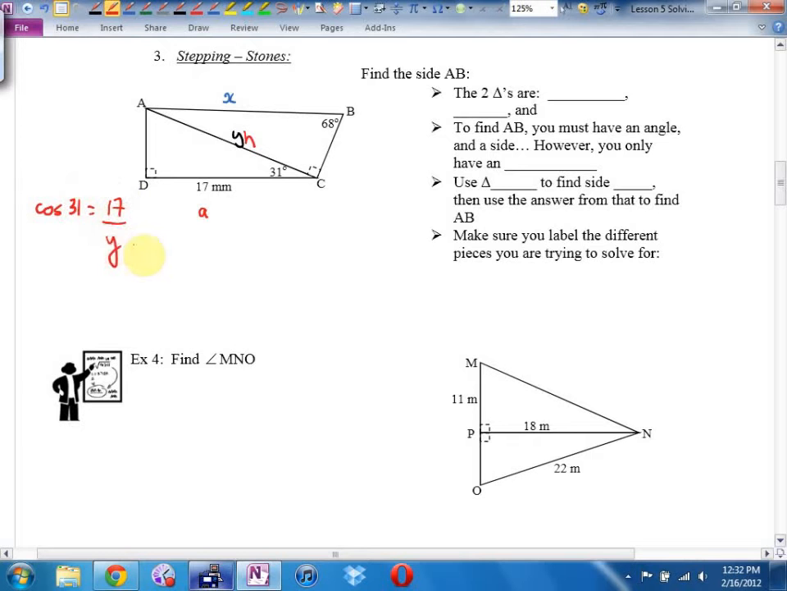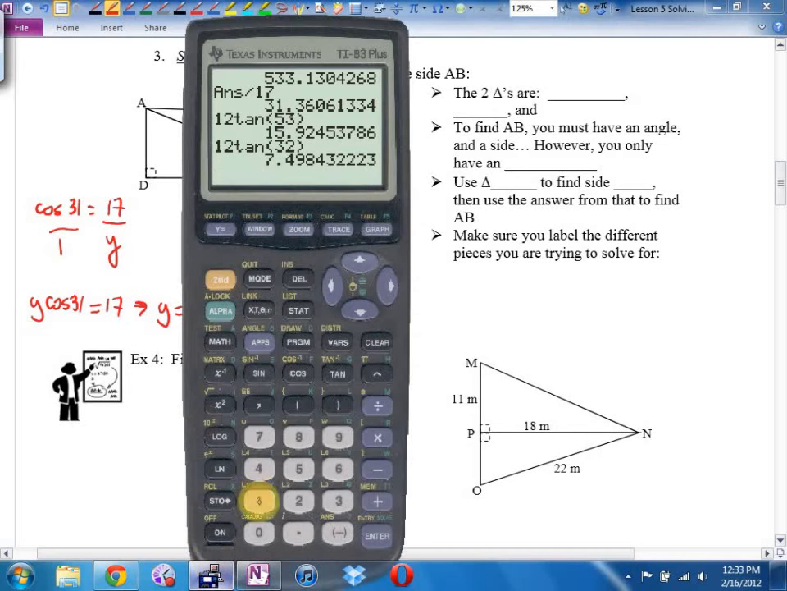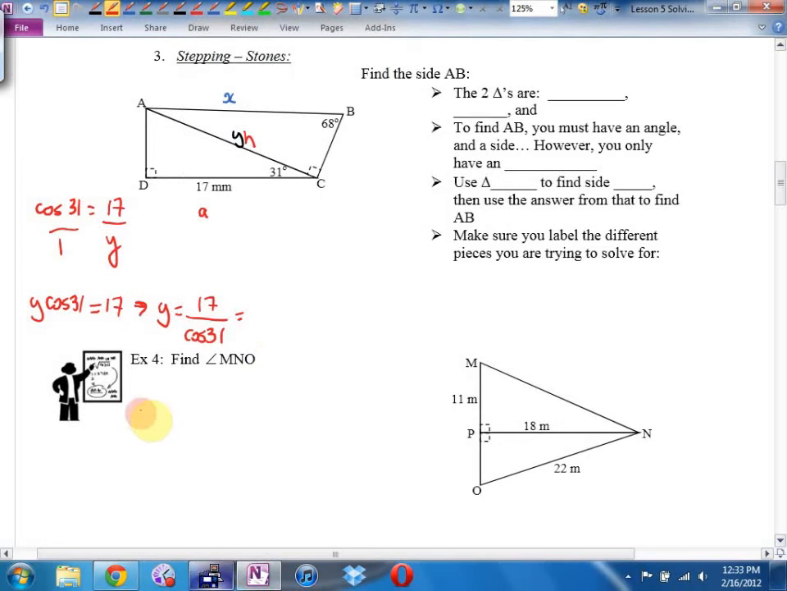Am I using the second function shift button here? No. This time the Y is on the bottom. Again, I think I mentioned this a few minutes ago. If you spot the shortcut, it's going to be 17 divided by cos 31. But let's do the cross multiplying and find out. We're going to get Y cos 31 equals 17. Y equals 17 over cos 31. 19.83.